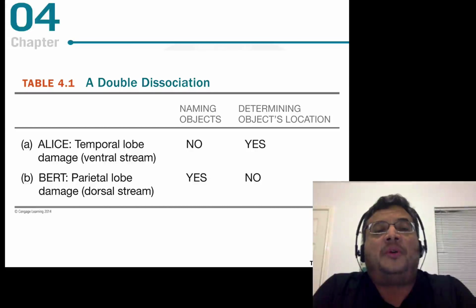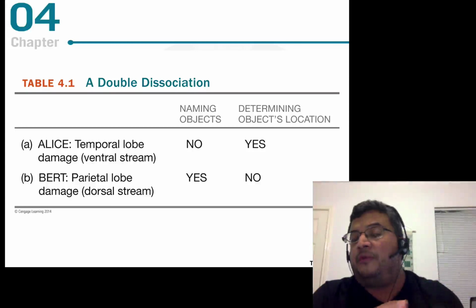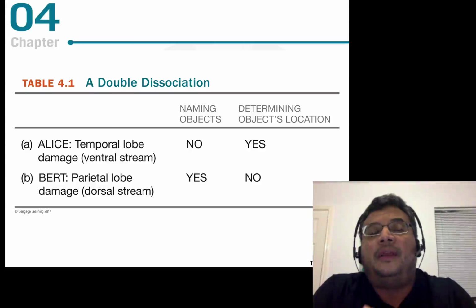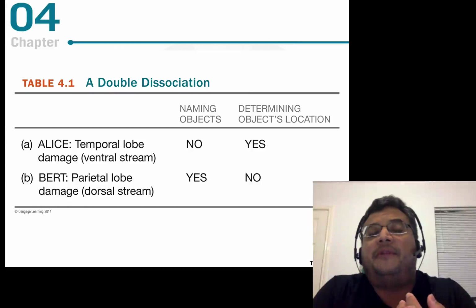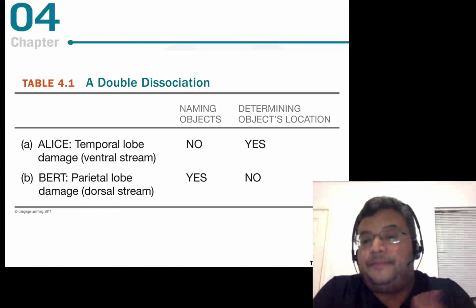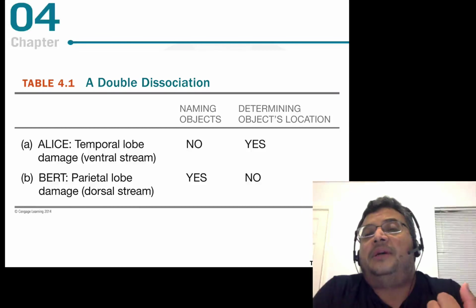She has temporal lobe damage. If you remember, the temporal lobe is associated with the lower or ventral stream, right? Now, Alice just has temporal lobe damage, and this may be, for example, from a stroke. So Alice cannot name objects, so she doesn't know what things are. But she can tell you where they're located, right?